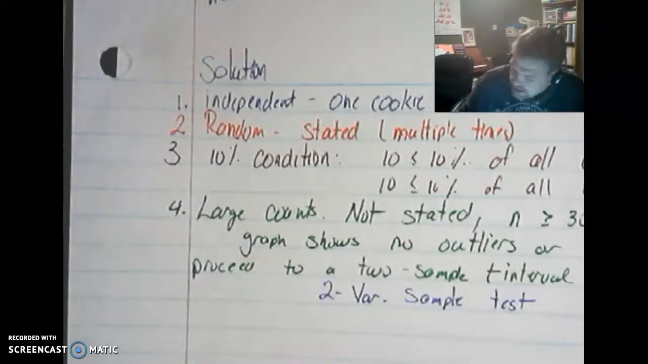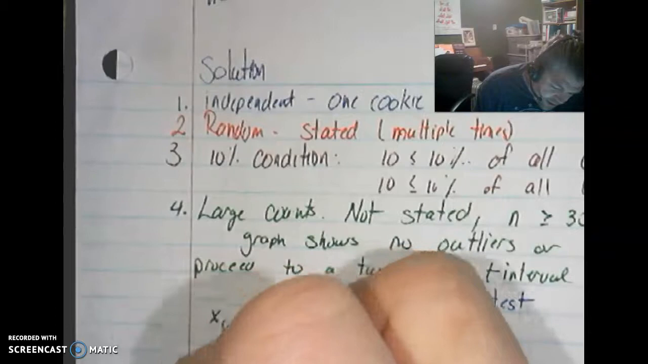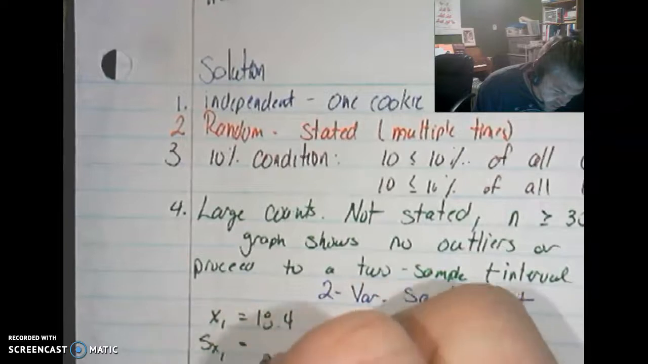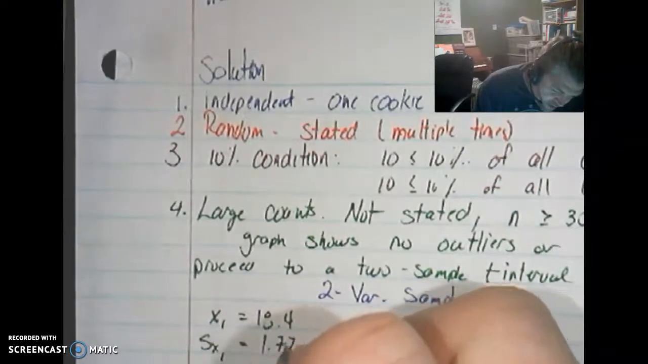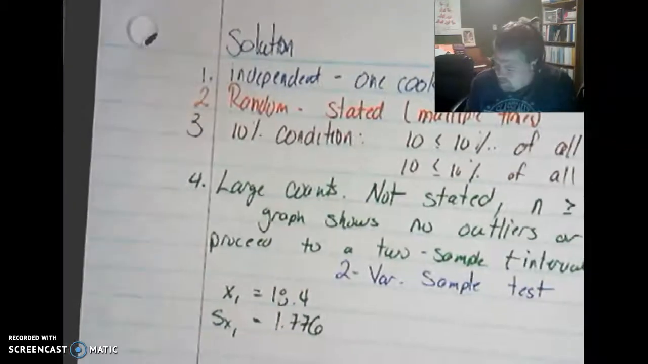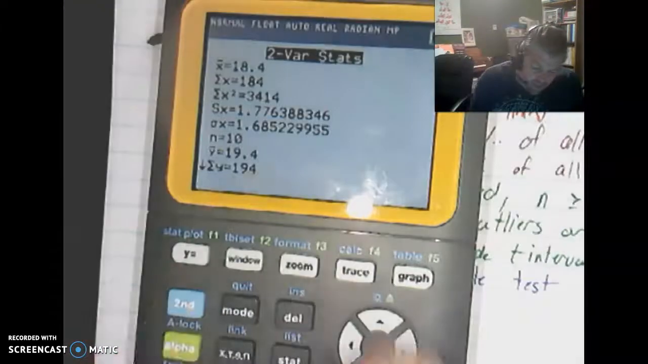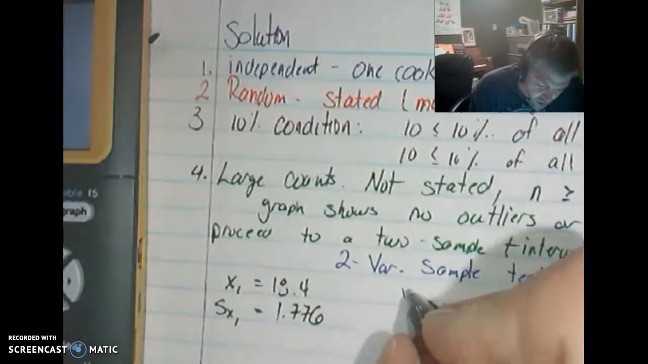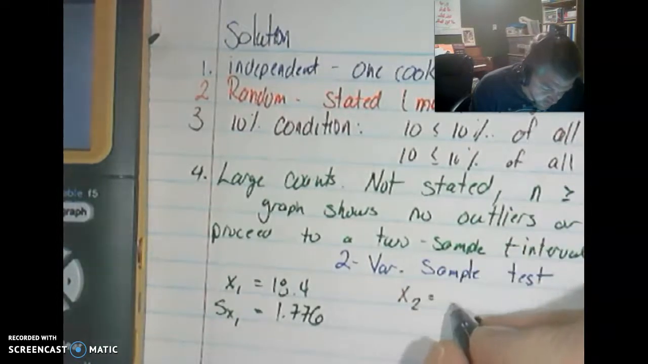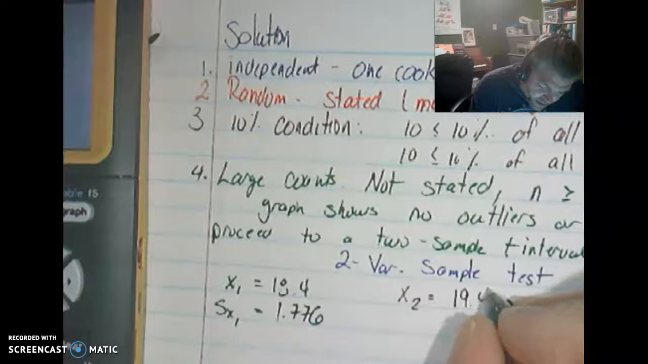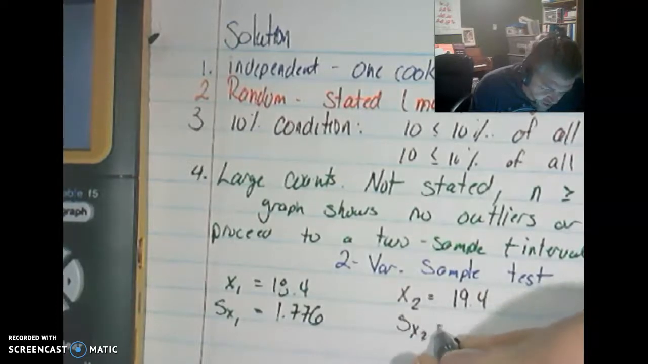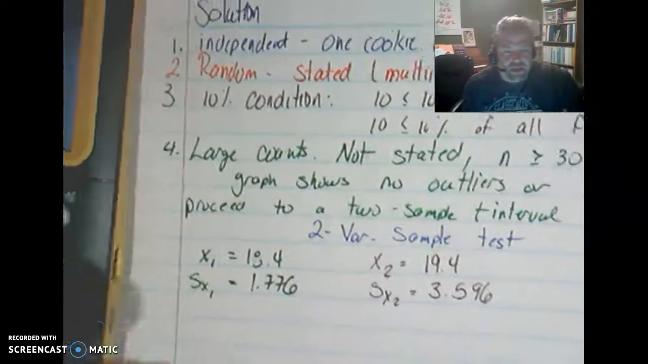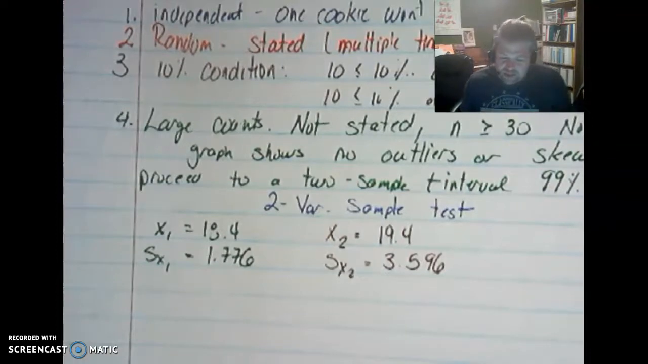I get that x1 is equal to 18.4. My S of x1 is equal to 1.776. Okay? Now, on the calculator, it says that it's y. But just to keep me straight, we're going to call it x2. And we know that this one is 19.4. S of x2 is 3.596. Okay? So again, 2-var sample test gives me all my data.